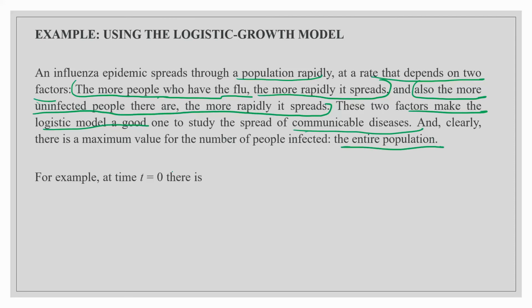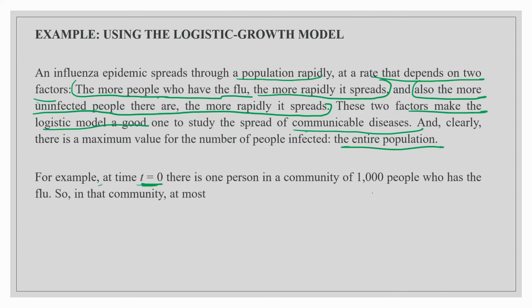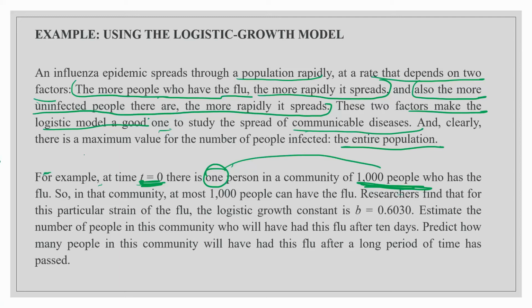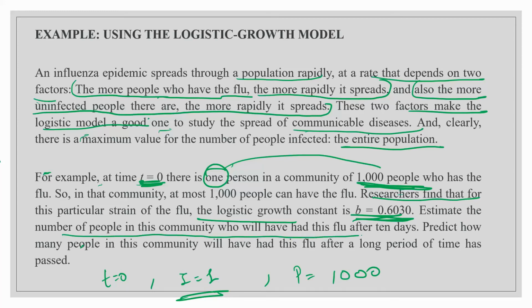Now suppose that at time t equals 0, there is only one person in a community of 1000 people who has the flu. So initially the infected count is only one person and the complete population is 1000 people. Now if some researcher finds that the growth rate is this much, the question asks us to estimate the number of people in this community who have the flu after 10 days. So let us see how to solve this problem.